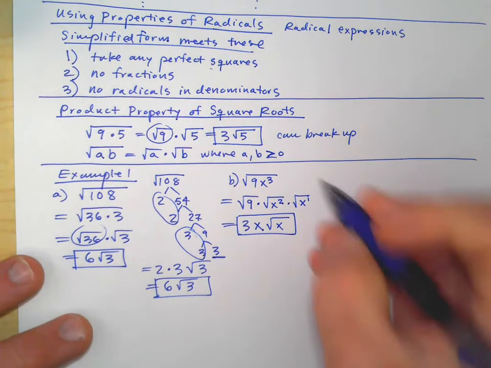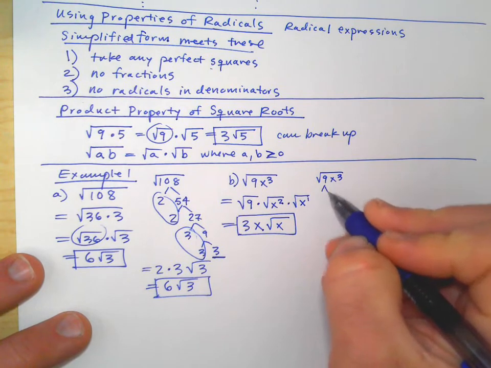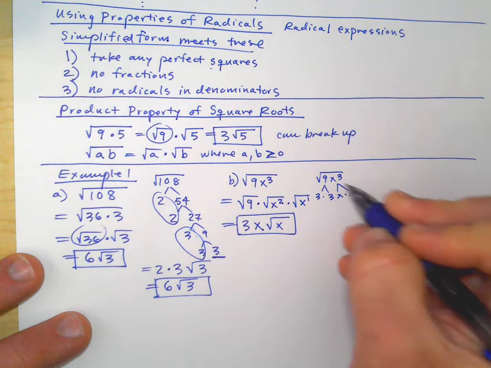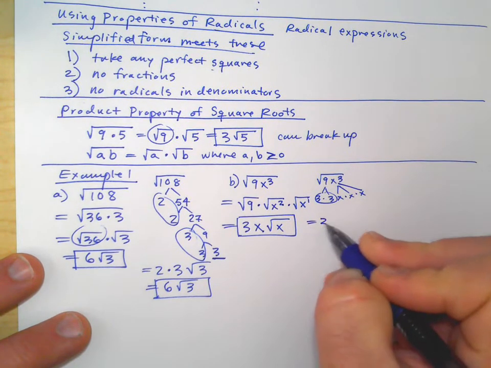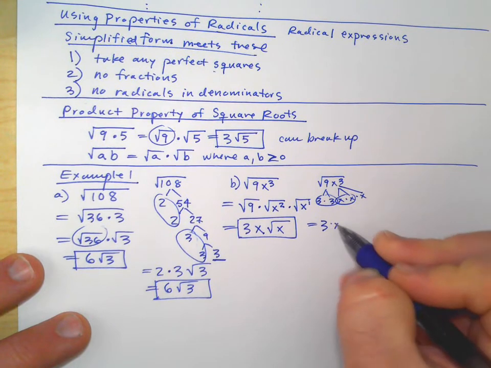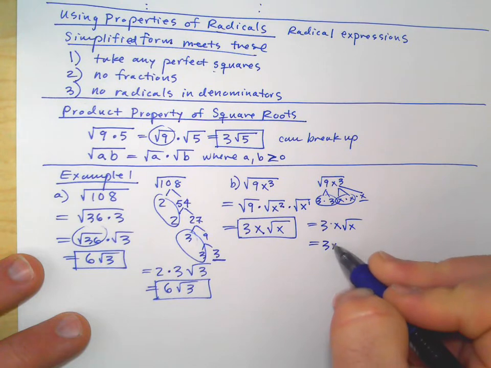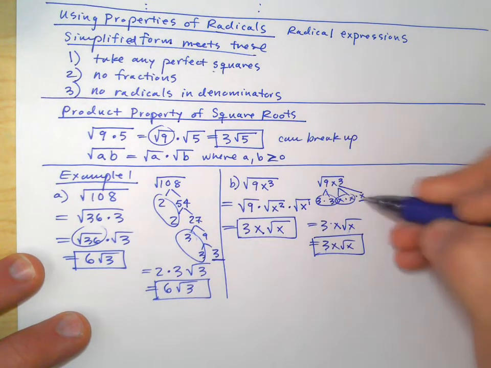Now, alternatively, you could take the factor tree approach. You say, okay, this is 3 times 3. And this is x times x times x. And every pair gives me a number out in front. Anything without a pair stays inside. And we get the same answer. So it's up to you. I mean, you've got to pick what works for you.